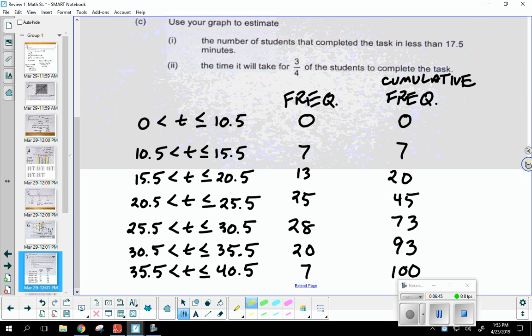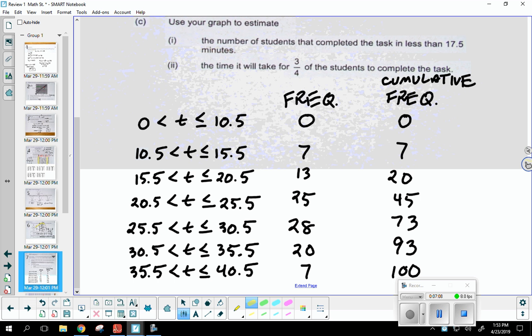Now since there wasn't an interval less than 11, I just went ahead and created one to kind of start it out. I don't think it's necessary, but I went ahead and did that. Okay. So then 10.5 to 15.5, 15.5 to 20.5. So I included the upper boundary, but I didn't include the lower one. So whatever the value was, it ended up in the appropriate class interval.